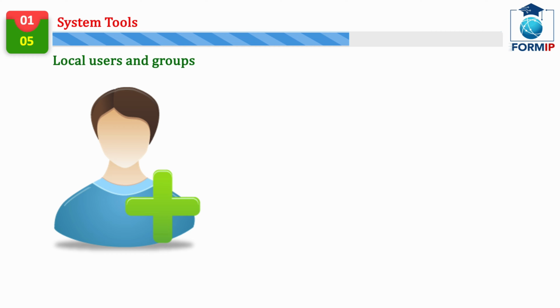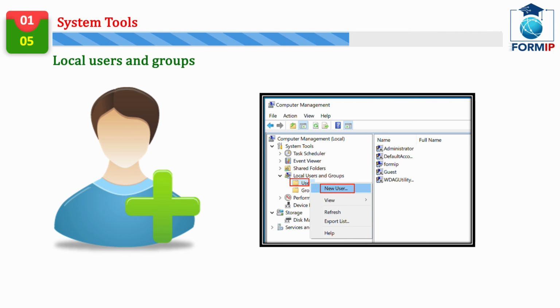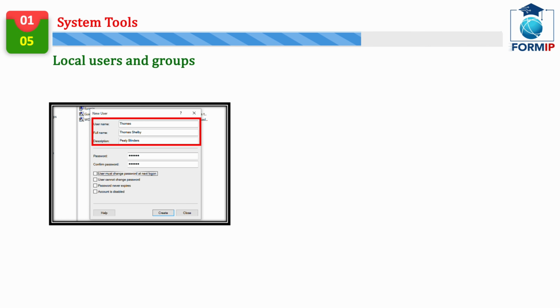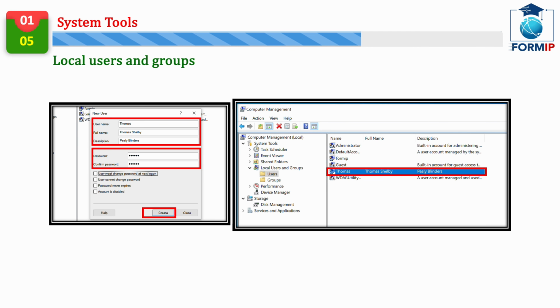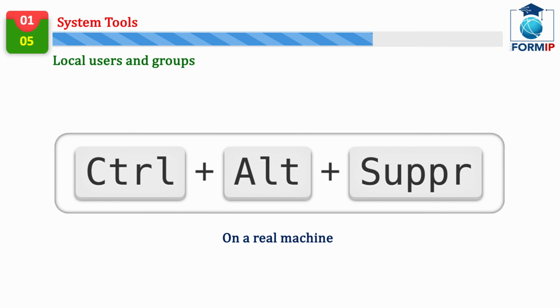To do this, you have to right-click on the users folder and click on New User. Then, you just have to choose a username coupled with a password and click on Create. We find ourselves with our new user, who has the login Thomas. Now, if we close the session by doing a Control-Alt-Delete, we can log in with this new user.